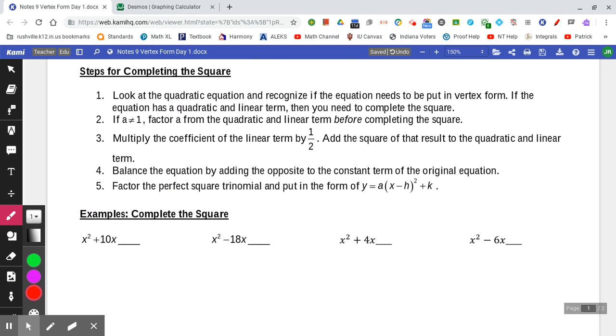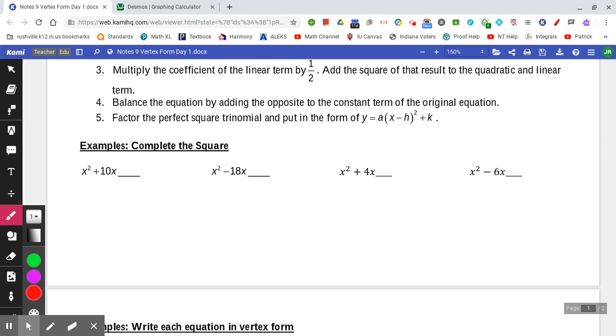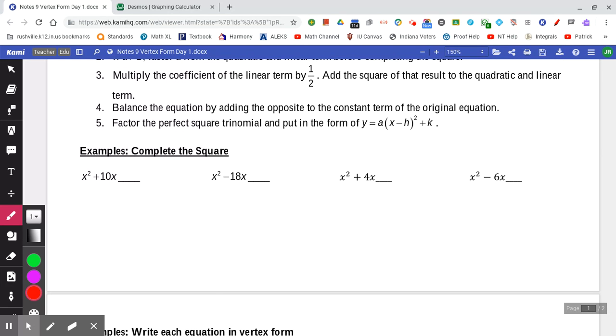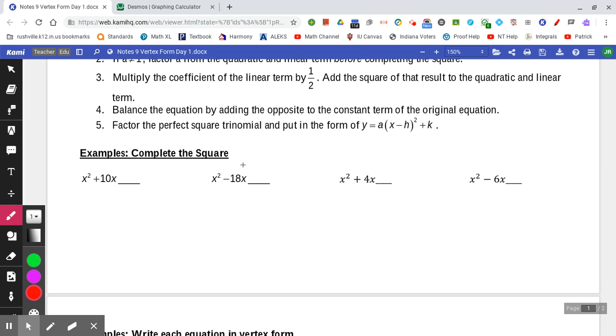So you can read through. I'll attach to the Google Classroom the filled in notes for today, so you can read through the steps. But what I'm going to do right now is I'm just going to go through some basic examples with you. So here's how you complete the square.